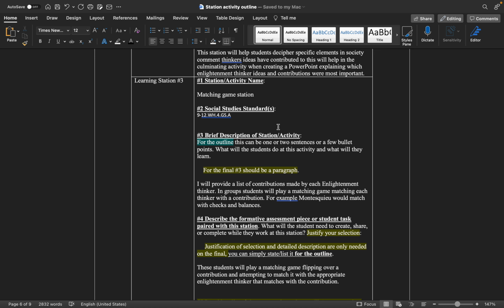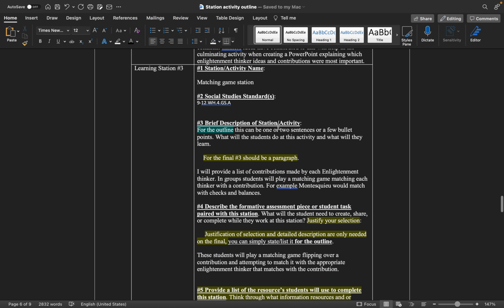So at the end, they will count how many cards they kept. If I have 10 cards and my partner has 5 cards, that would mean that I would win. The purpose of this and the last station is just to get them comfortable knowing which Enlightenment thinker goes with which contribution and idea.